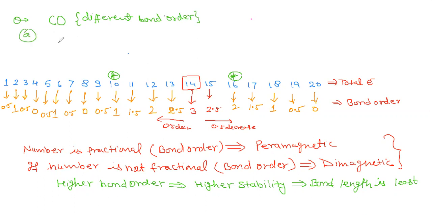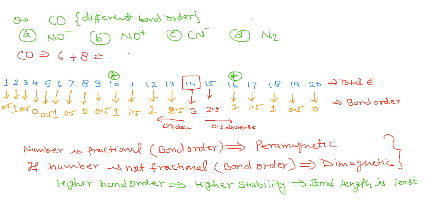The options are there: A, NO negative. B, NO positive. C, CN negative. D option. Now you can do it easily. This is the rule. Now see CO. C means carbon is 6 electrons plus oxygen is 8, total 14. 14 means the bond order will be 3. This is clear.